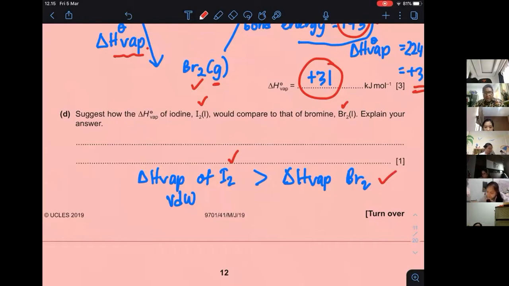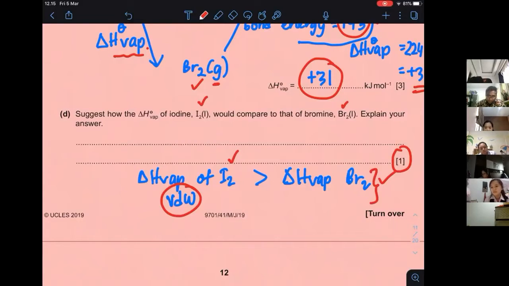Why? Because I2 is a bigger molecule, it contains more electrons, and therefore it has bigger van der Waals forces of attraction. Anyway, it's only 1 mark, but if you want to get the entire 1 mark, you need to mention the van der Waals forces, and also you compare. That is going to be important.